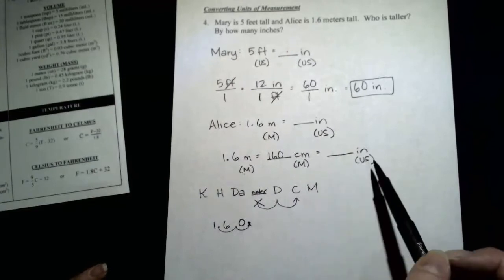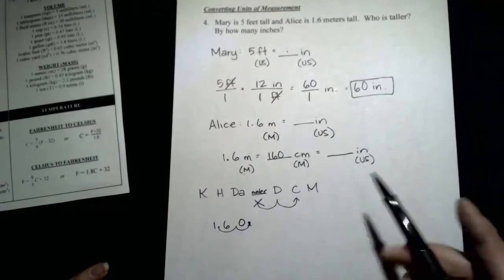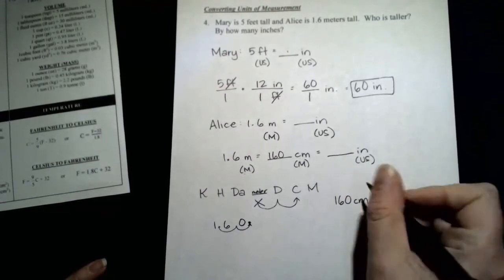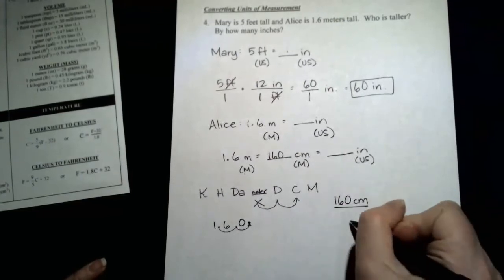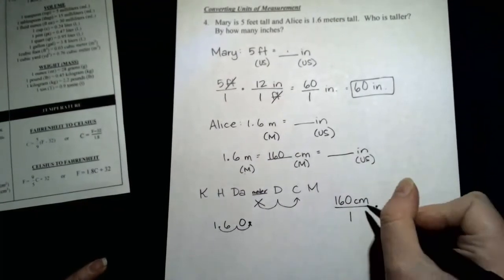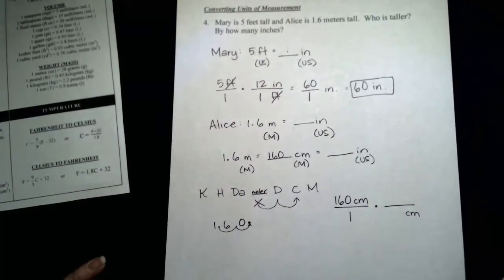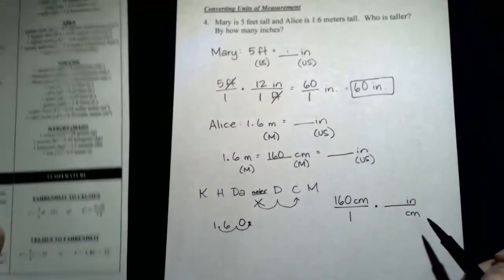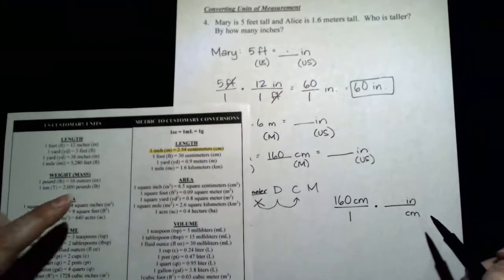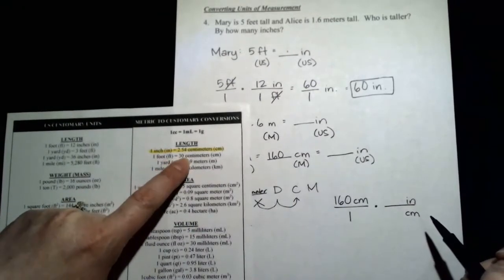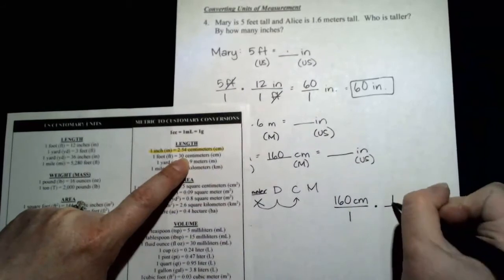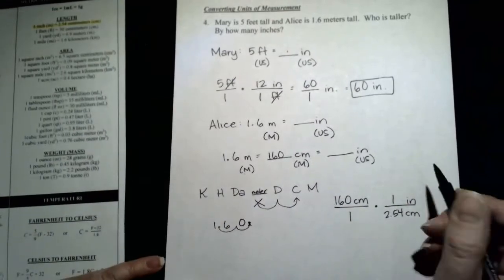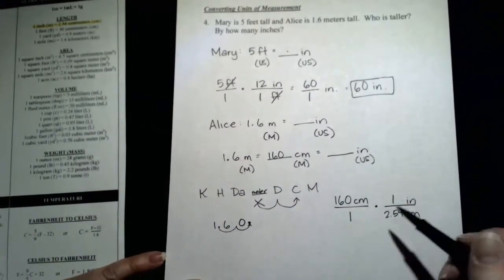And we're going from metric to US now, so I'm going to go back to the unit fraction setup. So I'm going to take the 160 centimeters that I'm working with now and put that over 1. Centimeters will go diagonally across, so it cancels, and the inches that I'm looking for will go in the top. And again, I'm going to pull this into it. I'm using 1 inch equals 2.54 centimeters. And then I can multiply this straight across.